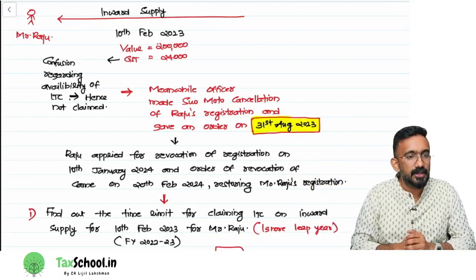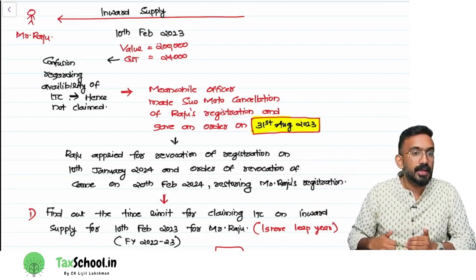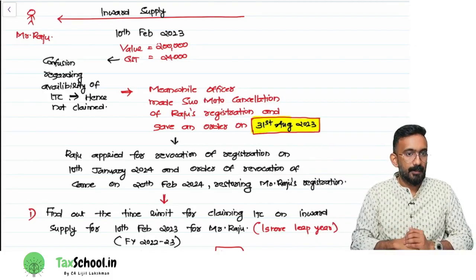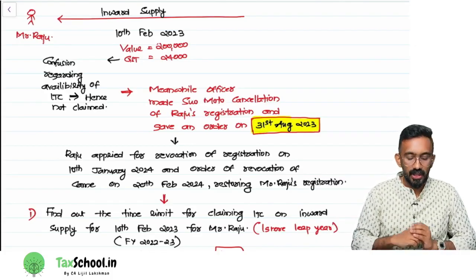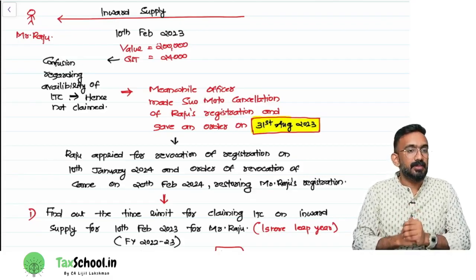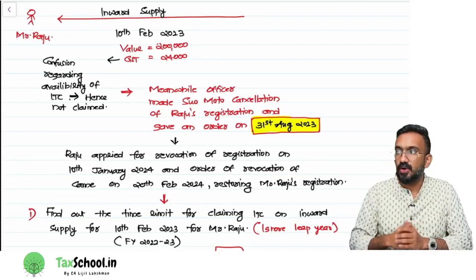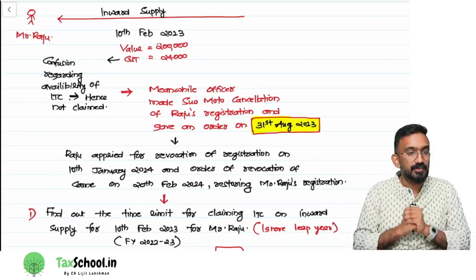But what happened in between? 30th of November 2023 got over by that time. Are you guys understanding? Yeah. Now the question is, if that is the case, what will be the time limit that will be applicable for Raju to claim ITC on this 24,000, which was on an invoice on 10th February 2023?